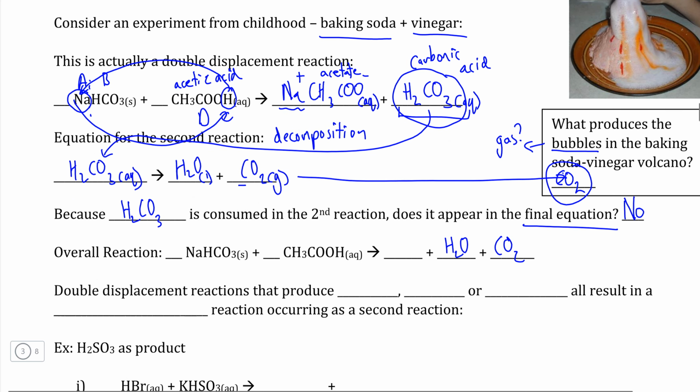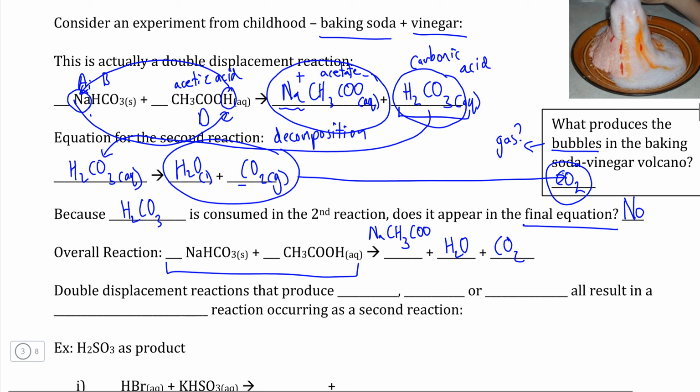So what we see, if we add the overall reactions together, we can take both of our reactants and they would appear right here, and because carbonic acid is consumed in the decomposition reaction, we don't see it anywhere. And if we simply take the products that exist of the first reaction, so in this case it would be sodium acetate, NaCH3COO, and the products of our second reaction, and join them all together for an overall reaction like this.